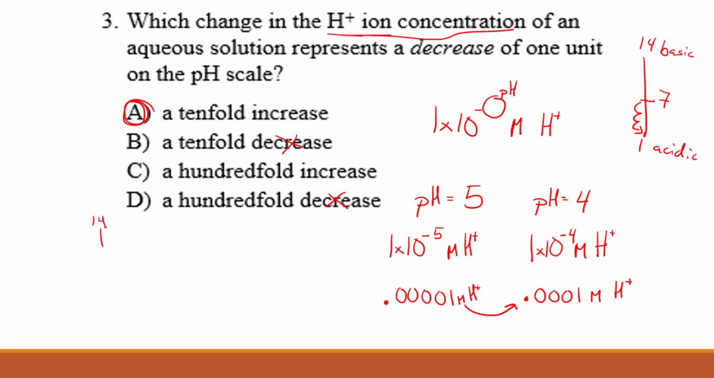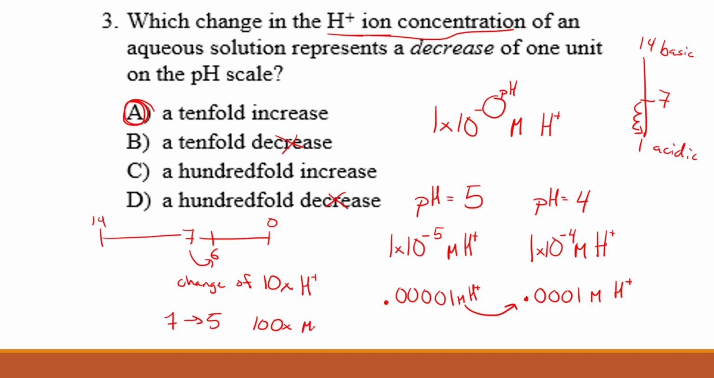Another reminder that every step along this scale, going from 7 to 6, is a change of 10 times H plus. Going from 7 to 5 is 100 times more H plus. Going from 5 to 8 is 1,000 times, 3 steps, 1,000 times less H plus.